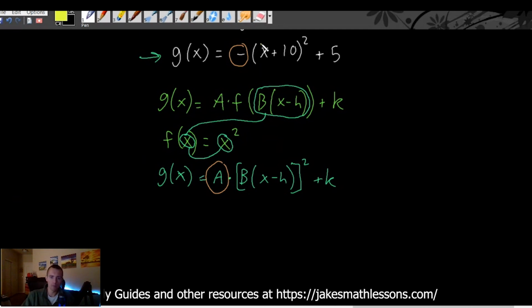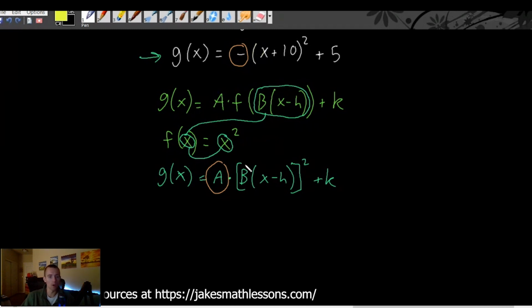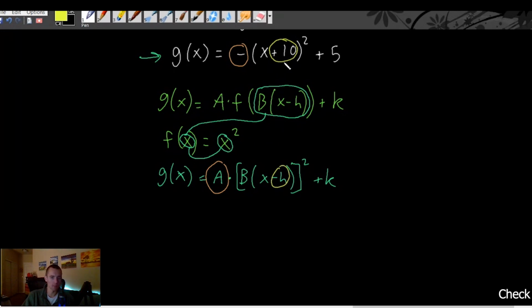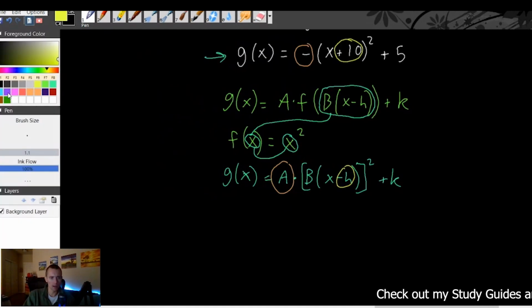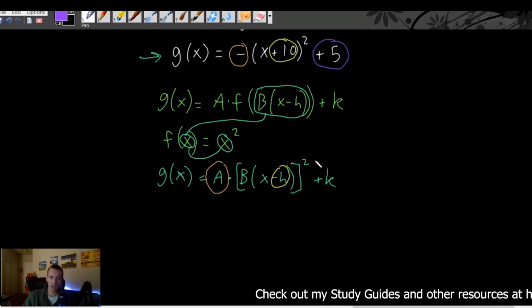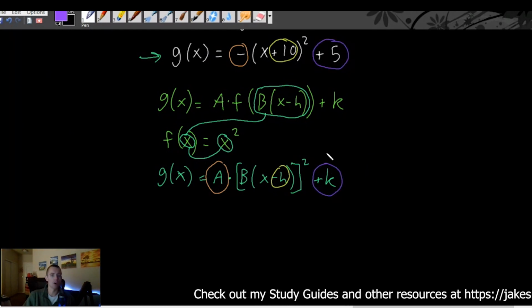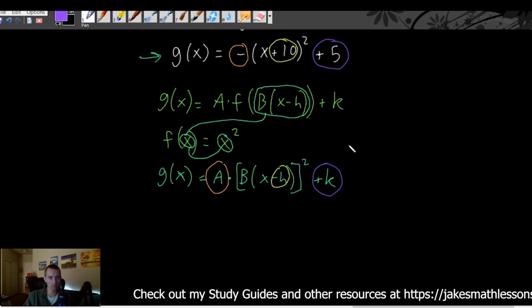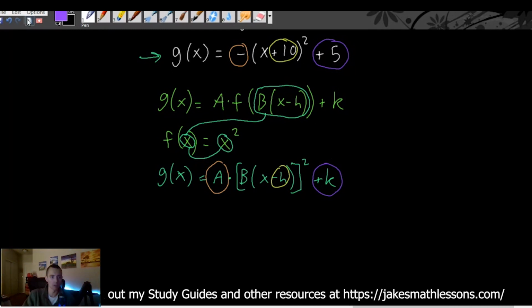We don't have a b value here because there's no number being multiplied by our x, so we don't have to worry about any horizontal stretching or compressing. We do have some value impacting our horizontal shift, since we have x plus or minus some number inside the squared here. So we are going to be dealing with some sort of horizontal shift. And then we do have a number being added out here at the end, so we are going to be dealing with some sort of vertical shift, moving it vertically up or down.